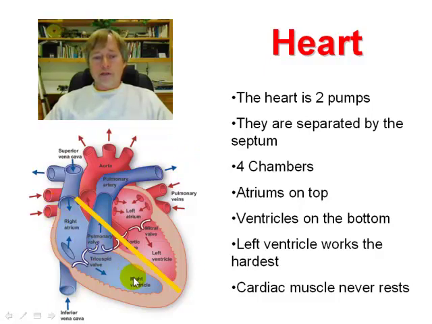Okay. The first thing to note is that the human heart really is two hearts. The heart is divided into a left side and a right side. The function of the right side is to pump blood to the lungs. The function of the left side is to pump the blood to all the cells throughout the body. The heart is also divided into four chambers, or little rooms, if you will. There's the right atrium, the left atrium, the right ventricle, and the left ventricle.